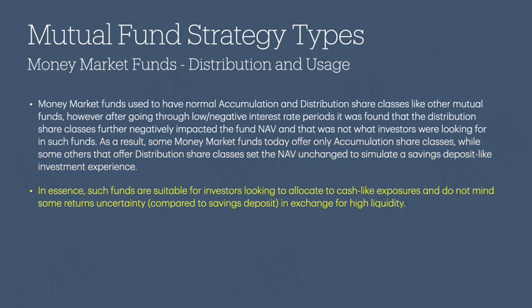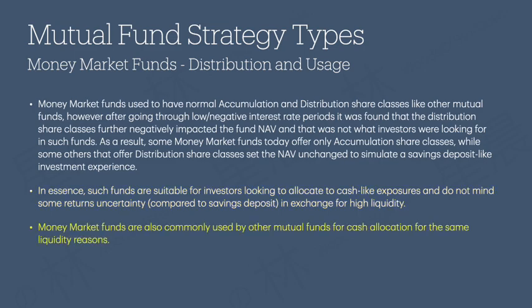In summary, money market funds are suitable for investors looking to allocate to cash-like exposures and do not mind some returns uncertainty in exchange for high liquidity. They are most frequently used by institutional investors who have a long-term allocation to cash-like positions, but have also gained popularity over the years with some private and retail investors. Additionally, money market funds are also commonly used by the mutual funds for cash allocations for the same reasons.